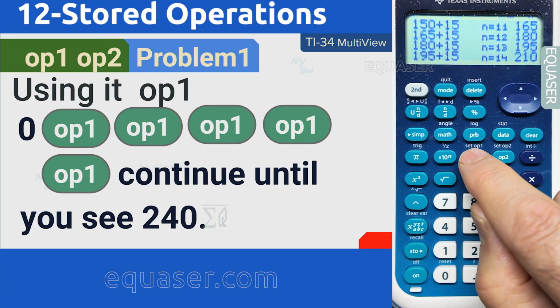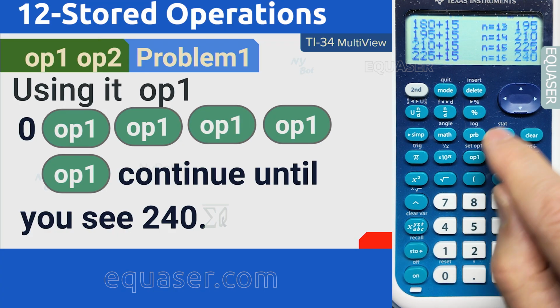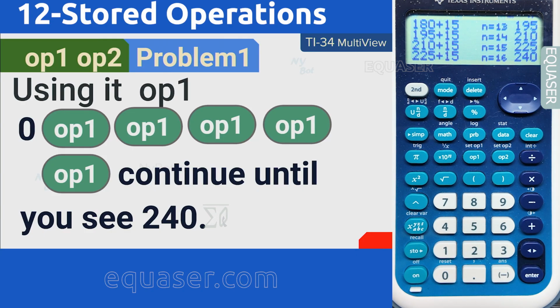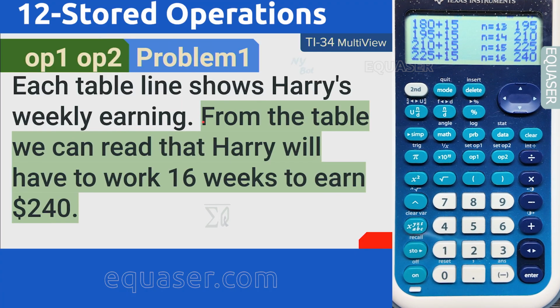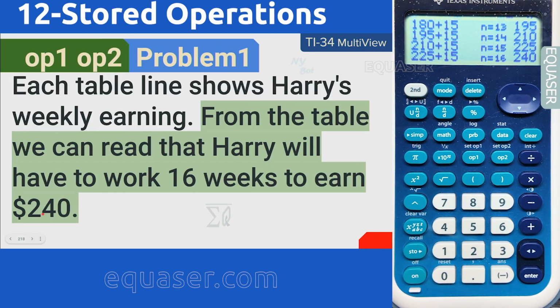150 and 60 and 95 to 10 and 225 to 40. So in 16 weeks, each table line shows Harry's weekly earning as it grows. From the table, we can read that Harry will have to work 16 weeks to earn $240.